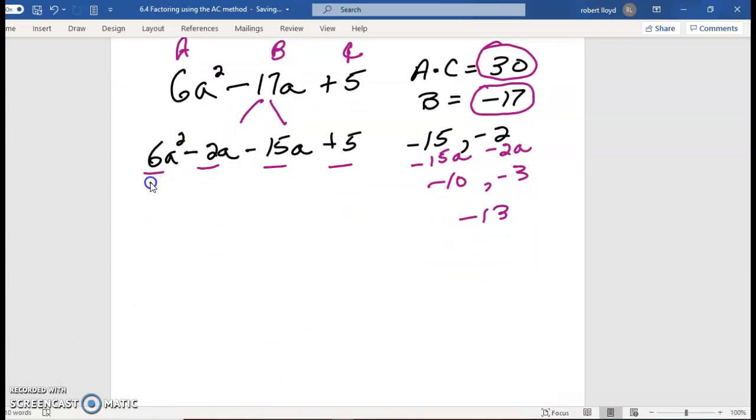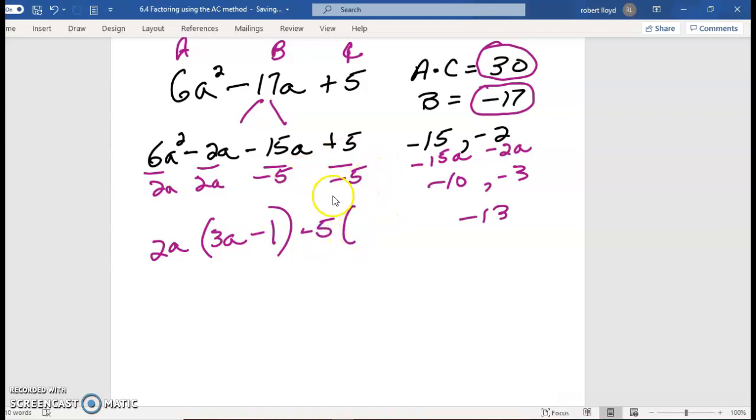Here we can take a 2 out of each, and we can take an A out of each. When we do that, we're left with 3A here and minus 1. So in our next set, we can take a negative 5 out. So here, we've taken the negative 5 out. What's left goes into parentheses. We have 3A minus 1. So again, these have to be the same if we did it correctly.